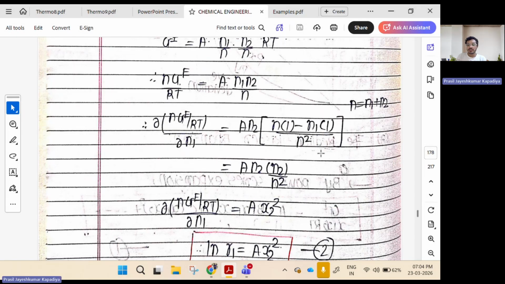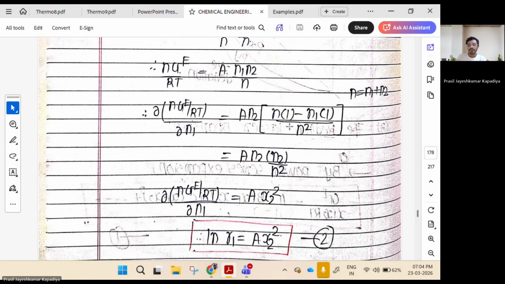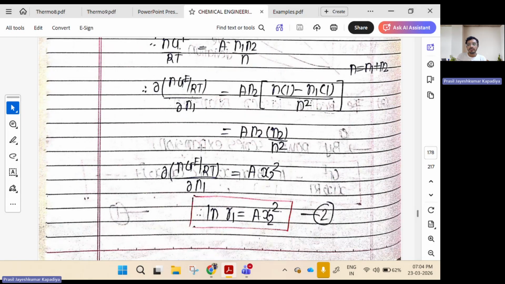See, denominator square is already written. So first let's say n1 is constant. Differentiation of n2, which is n minus n1, will be minus 1, plus with n2 constant, differentiation of n1 will be just 1. Okay, so from here, you can write it down as A into x2 square.